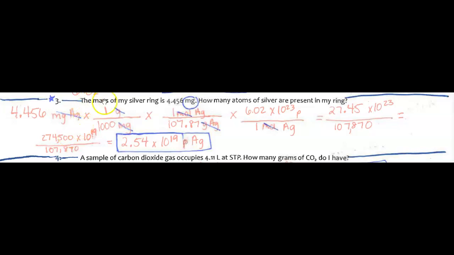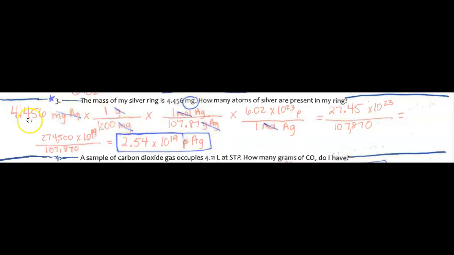All right, number 3, the mass of my silver ring is 4.456 milligrams. How many atoms of silver are present in my ring? So remember, the first thing that you need to do is convert this to grams. So I just added this in my conversions here.